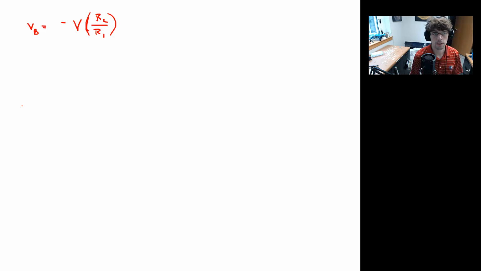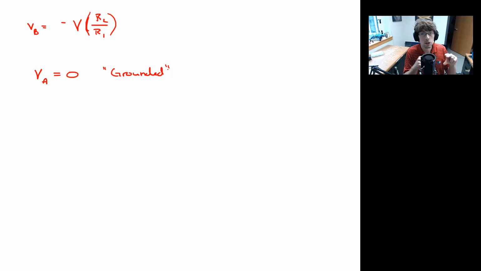The first point that I would like to make is that we said VA was grounded. Notice, however, that even though VA was grounded, current was still able to pass through that node. It wasn't a true ground, if you will. If it were a true ground, in other words, if we had this labeled on a diagram, I'll call that true ground.